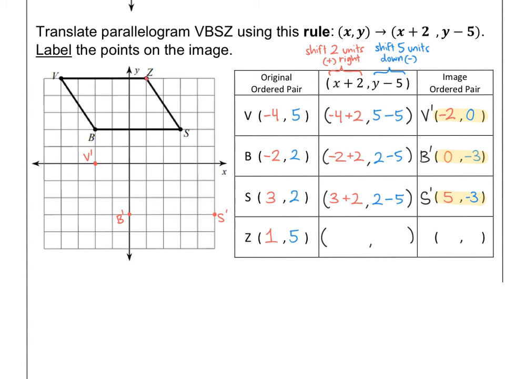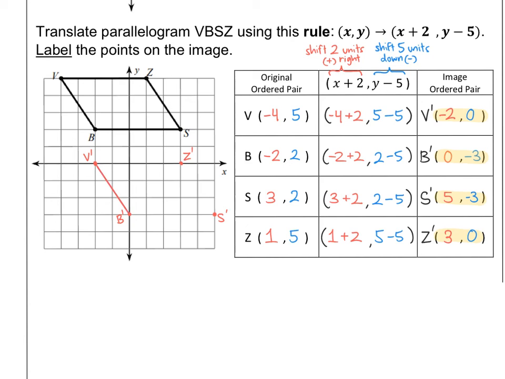Lastly, our original point Z was at 1, 5, and again, according to the first part of our translation rule, we need to move that point Z 2 units to the right, which makes it so that we're adding 2 to 1, making our new Z prime x-coordinate 3. And then we need to subtract 5, which means move 5 units downwards. So we have 5 minus 5, giving us 0 as our new y-coordinate. So our new Z prime point will be located at 3, 0.